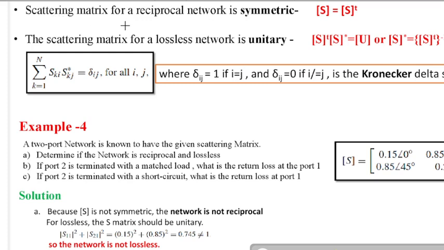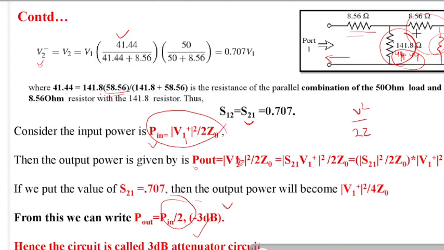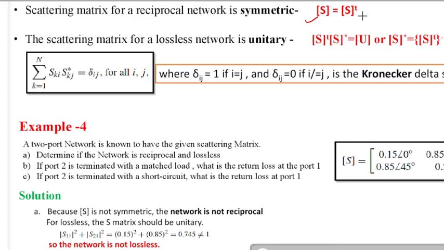Next is the scattering matrix for a reciprocal network. It is symmetric if the network is reciprocal. That means if the network looks the same from either side, then the condition is that the S matrix is equal to S transpose. And it is a lossless network if the matrix is unitary, that means S transpose into S conjugate should be a unity matrix. In this case it is called a lossless network. It has to follow this, so this is just written for that condition.